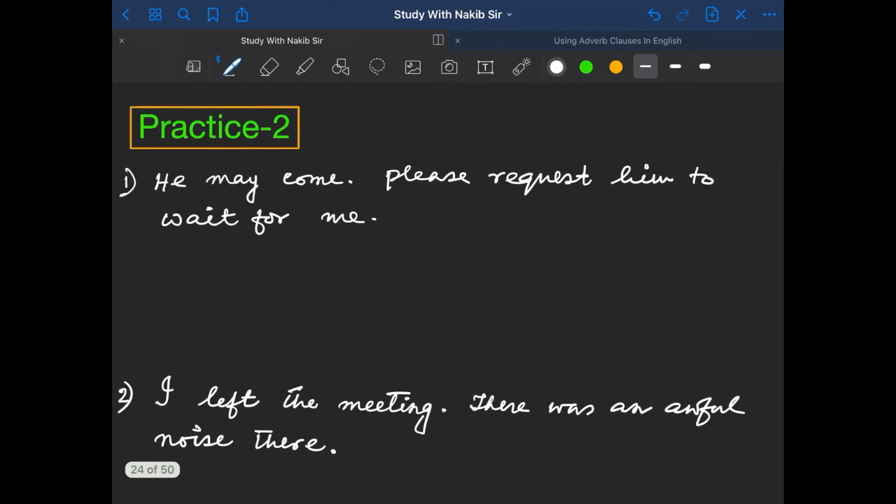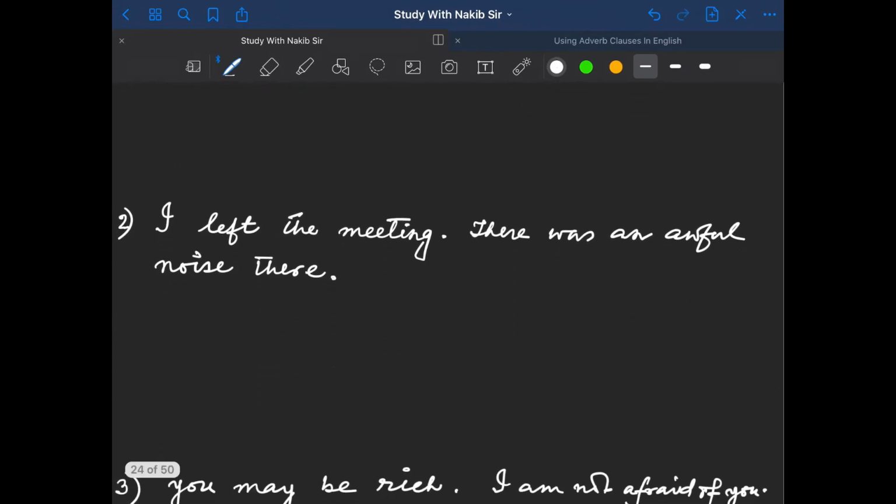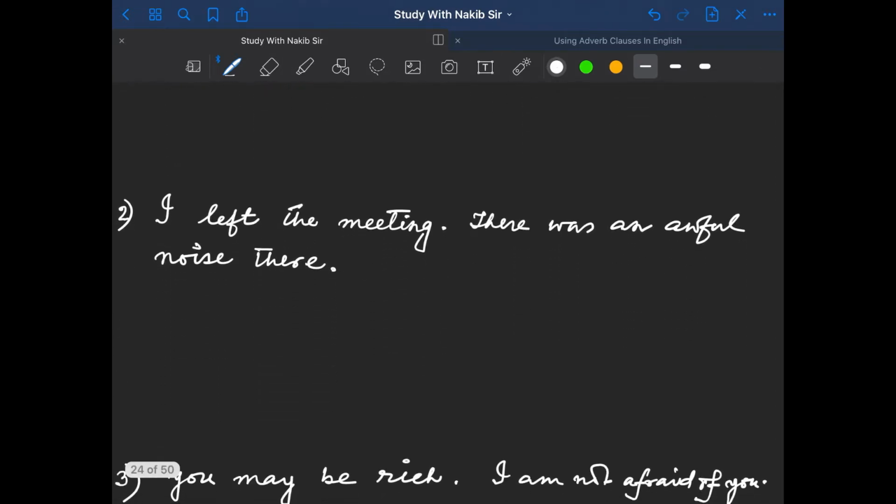Practice 2. Now see, copy them in your exercise book and do the work. Number 1: He may come. Please request him to wait for me. Number 2: I left the meeting.